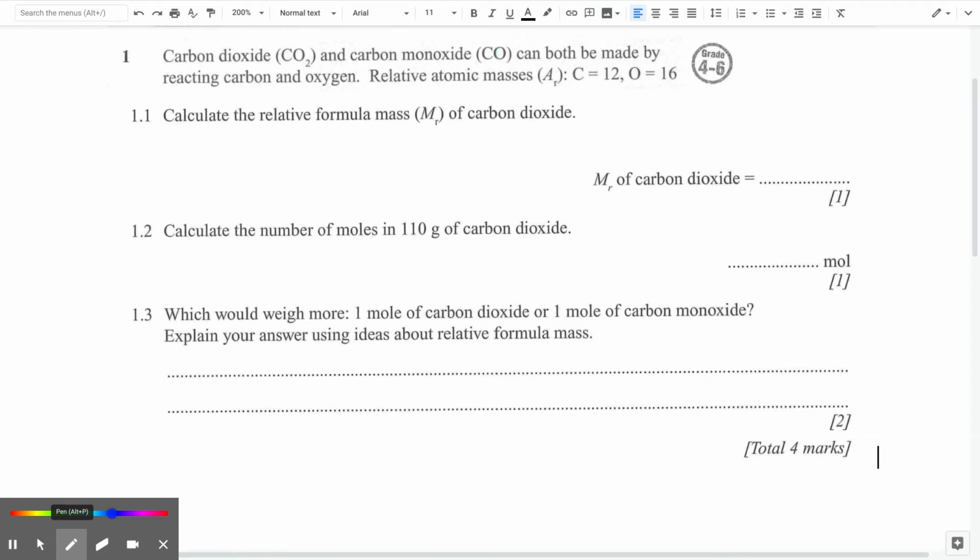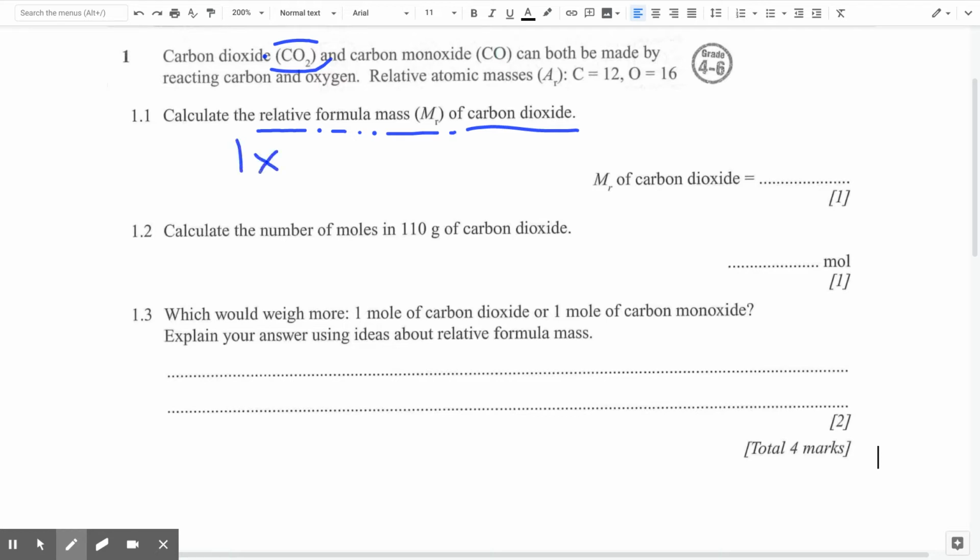Okay, so going to look at question 1 from the moles section. It's asking us to calculate, in the first instance, the relative formula mass for carbon dioxide. So it gives us the formula of carbon dioxide, and we know from that there is one carbon atom, and then there are also two oxygen atoms within the molecule, the CO2 section.